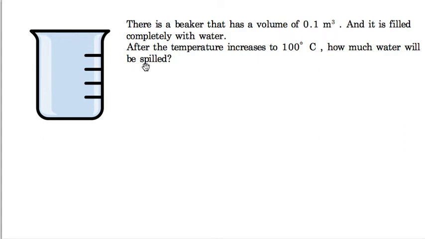And then it says, after the temperature increases to 100 degrees Celsius, how much water will be spilled? So let's imagine that the water is at 0 degrees Celsius and it changed to 100 degrees Celsius, which is before it changes into vapor, so it's still water. It started from 0 and ended at 100 degrees Celsius, so it's still liquid water. The question is, how much water will be spilled?